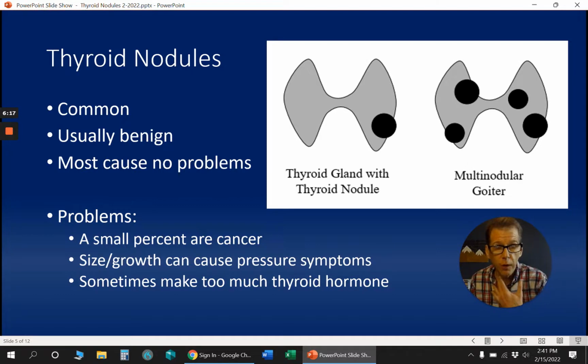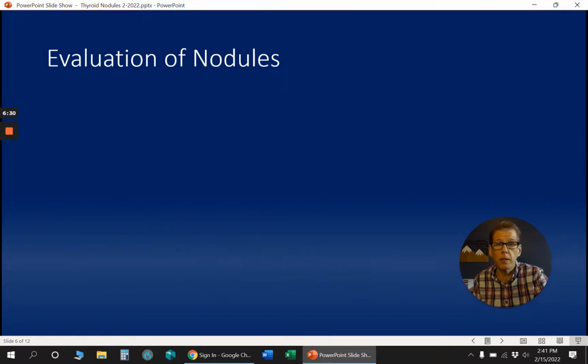And then some nodules will actually make too much thyroid hormone, causing the overactive thyroid or hyperthyroidism that we talked about just a moment ago, with the symptoms of the heart racing, shaky, anxious. And that can be detected on a simple blood test.